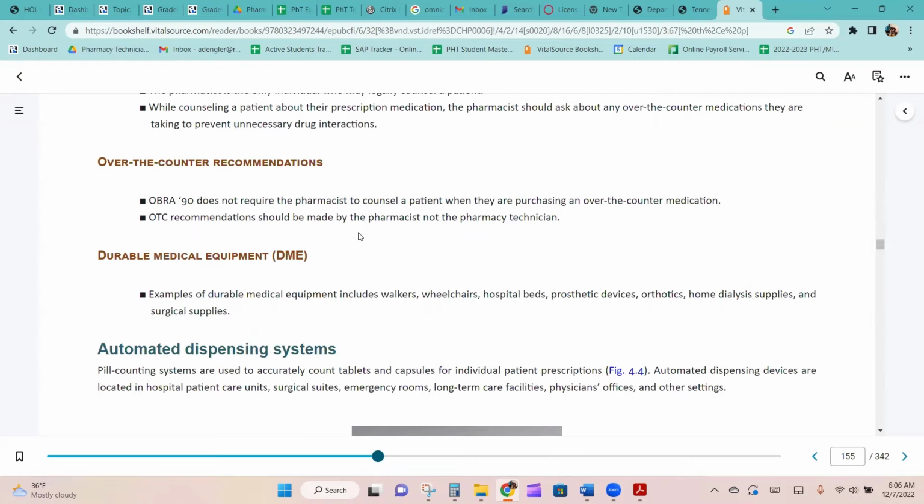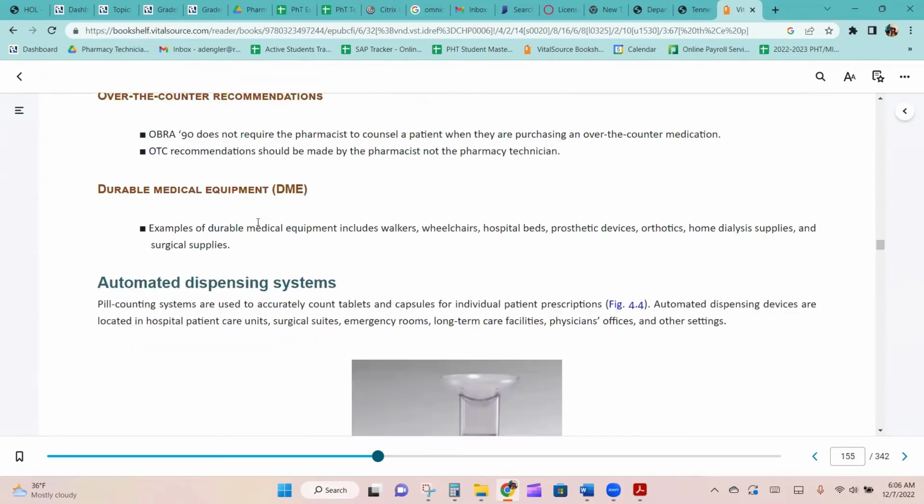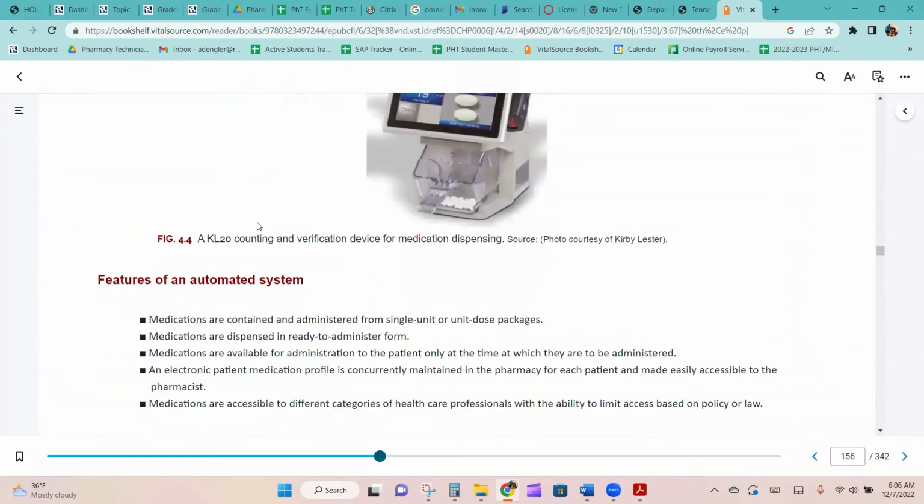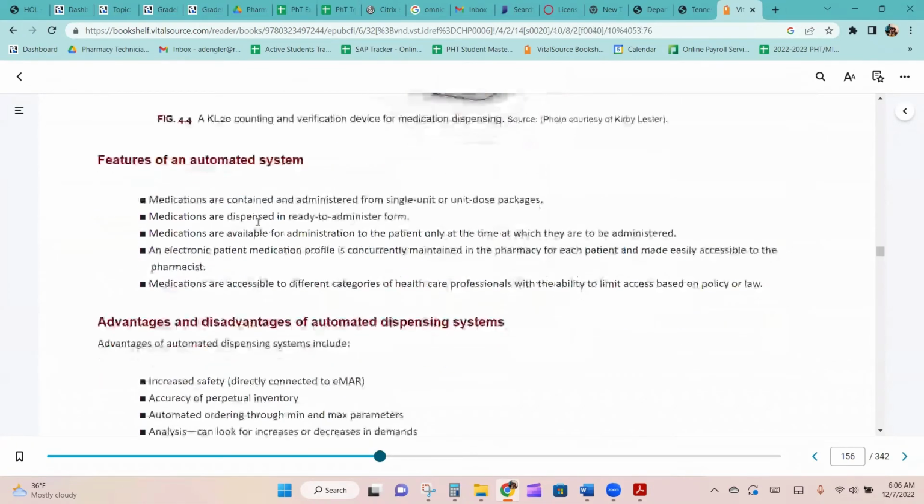Examples of durable medical equipment include walkers, wheelchairs, hospital beds, prosthetic devices, orthotics, home dialysis supplies, and surgical supplies. Pill counting systems are used to accurately count tablets and capsules for individual patient prescriptions. Automated dispensing devices are located in hospital patient care units, surgical suites, emergency rooms, long-term care facilities, physician offices, and other settings.